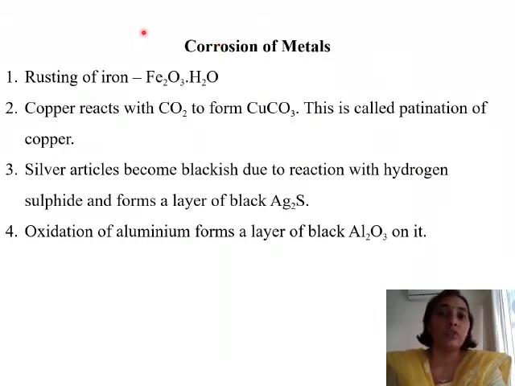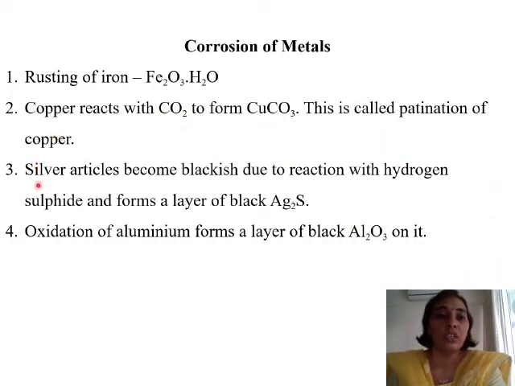So let us first see what the various metals are and how they undergo corrosion. Rusting is the first of them. Iron oxide is formed, that is Fe2O3.H2O. Copper reacts with atmospheric carbon dioxide to form copper carbonate. This is called patination of copper. So copper, after reacting with atmospheric carbon dioxide, forms a greenish colored coat over it, and this greenish coat is of copper carbonate, and that is poisonous. And if we store any food item in it, particularly curd or milk, it gets spoiled.